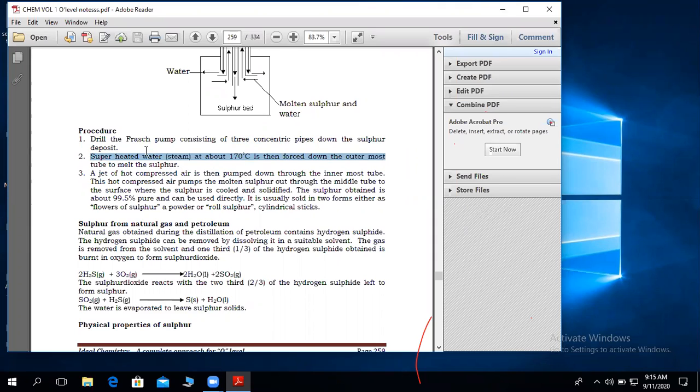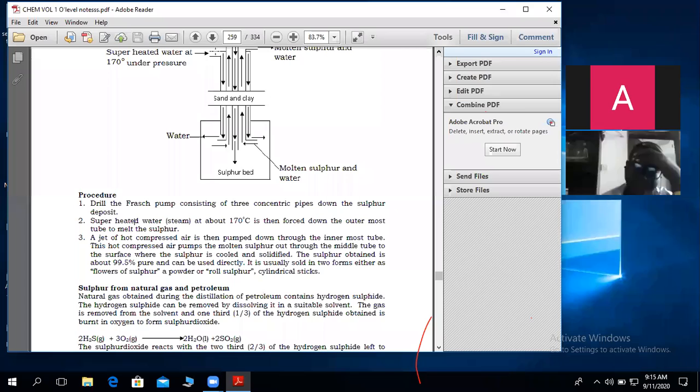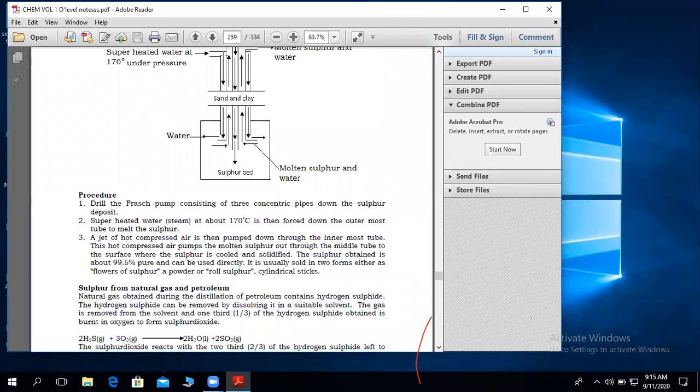Our marking points: number 1, you drill 3 concentric pipes. So this is a marking point, 3 concentric pipes. Now, note superheated water must be forced in using the outermost pipe. You are going to draw this diagram later. So the superheated water goes in through the outermost pipe.